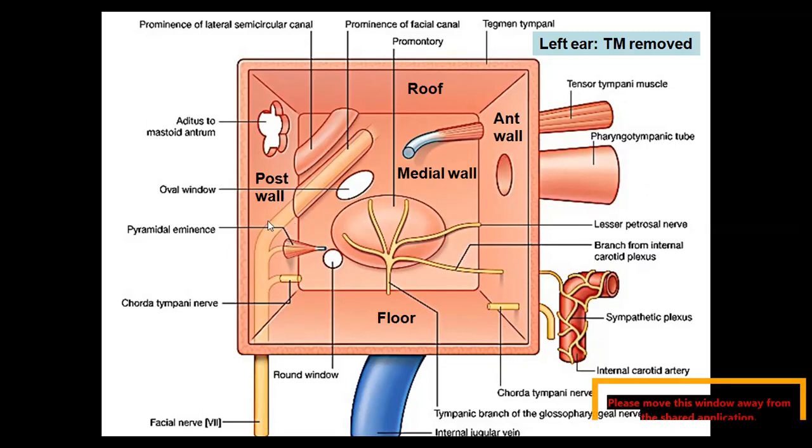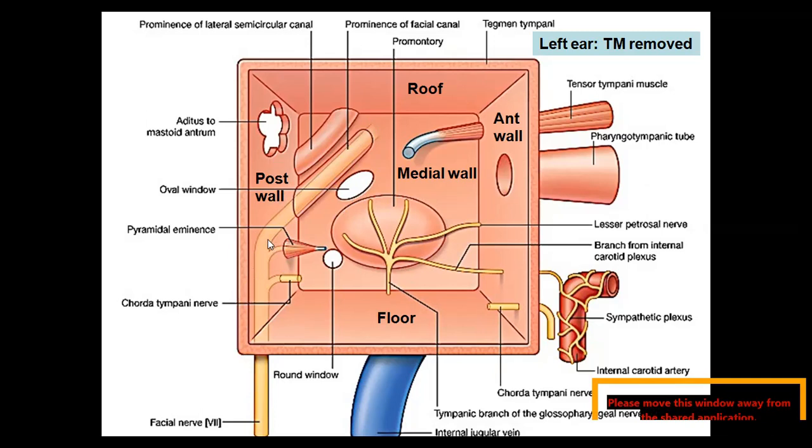We know in the posterior wall of the middle ear, we have the facial canal from where the facial nerve passes. We studied this in our previous class on the facial nerve. Do you remember? From the internal acoustic meatus to the stylomastoid foramen, inside the temporal bone, we have the facial canal. So the facial canal is extending from the medial wall to the posterior wall of the middle ear.